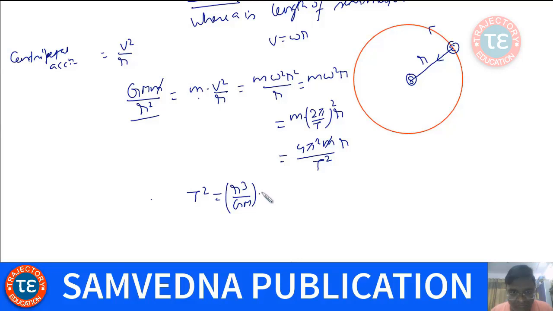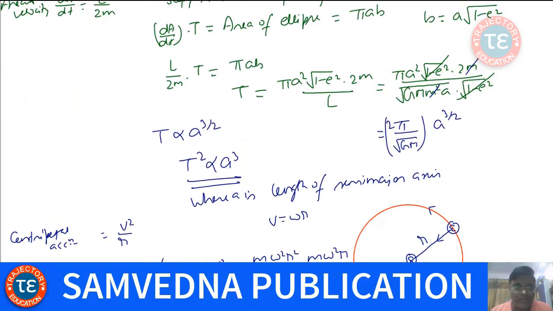So in a way you see T squared is proportional to r cube, because in the case of a circle, the radius of the circular orbit is the semi-major axis. Right? So this way we can prove Kepler's third law.